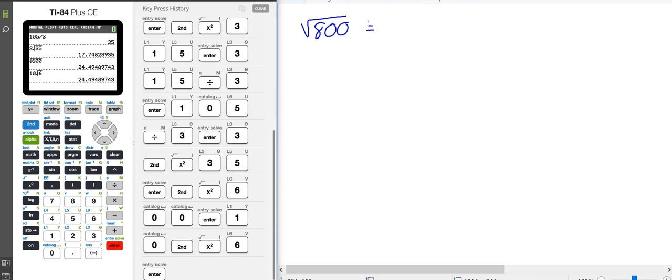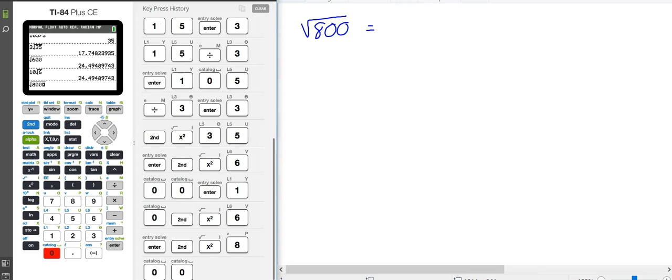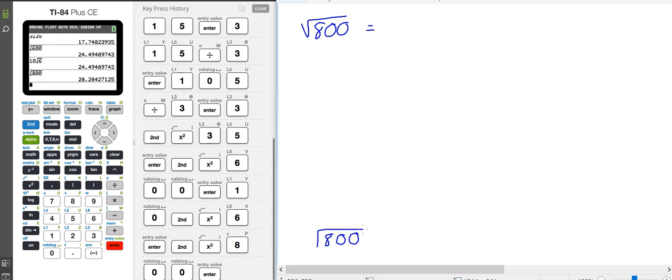Is 800 a perfect square? It is not, so we have to put this in simplest radical form. To do that, we're going to do prime factorization. The smallest number that goes into 800 that's not 1 is 2. 800 divided by 2 is 400. The smallest number that goes into 400 that's not 1 is 2. 400 divided by 2 is 200. Smallest number that goes into 200 that's not 1 is 2. 200 divided by 2 is 100. Smallest number that goes into 100 that's not 1 is 2. 100 divided by 2 is 50.